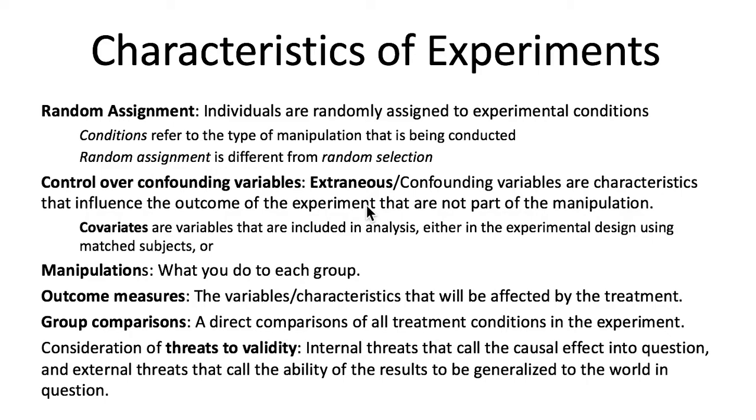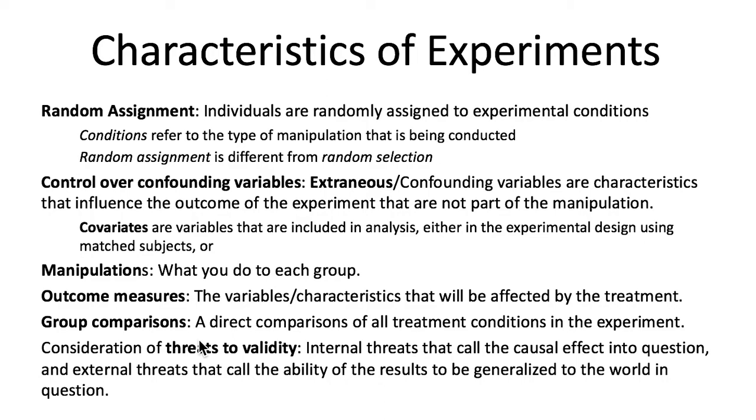And we'll talk about these ideas in a little more detail later on. Manipulations, again, are what you do to each group. Outcome measures are the things, the dependent variables, that I'm trying to figure out whether or not my manipulation actually impacts. And then when I talk about group comparisons, it means that I'm looking at all the different groups that I have.